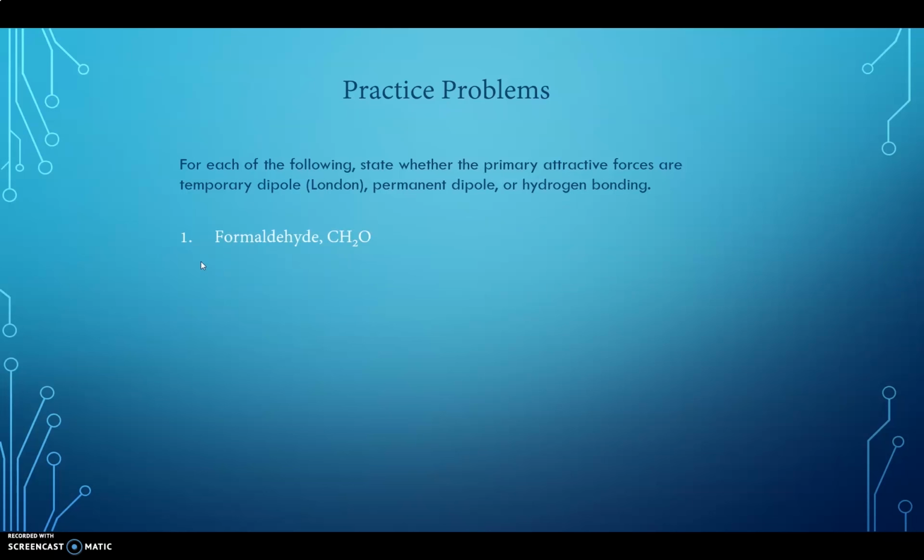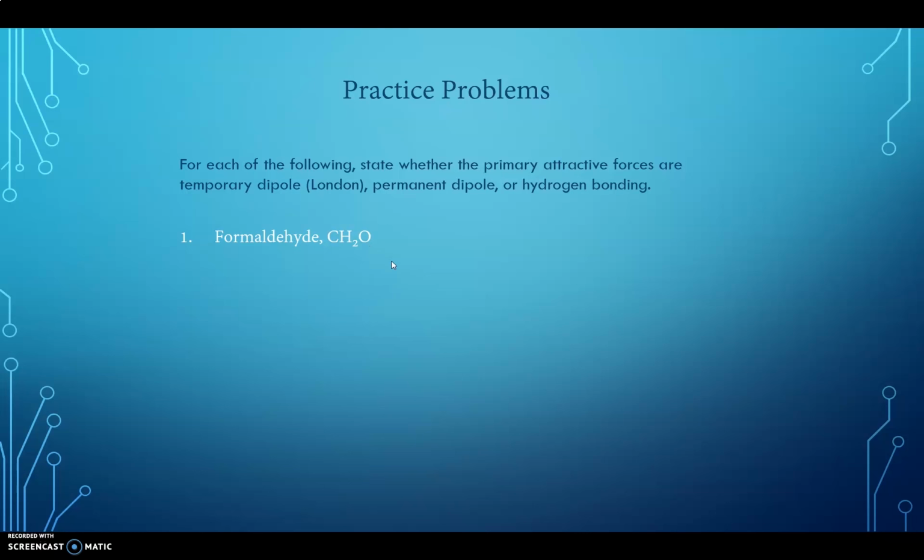So for our first example, let's take a look at formaldehyde. Now if we apply our rules, the first thing we'll notice is there are 3 elements in this molecule, which means it's automatically a polar molecule. So the question is, is it just a permanent dipole, or is it hydrogen bonding? Hydrogen bonding is a possibility because hydrogen and oxygen are both in this formula. The key thing is, are the 2 atoms bonded together?